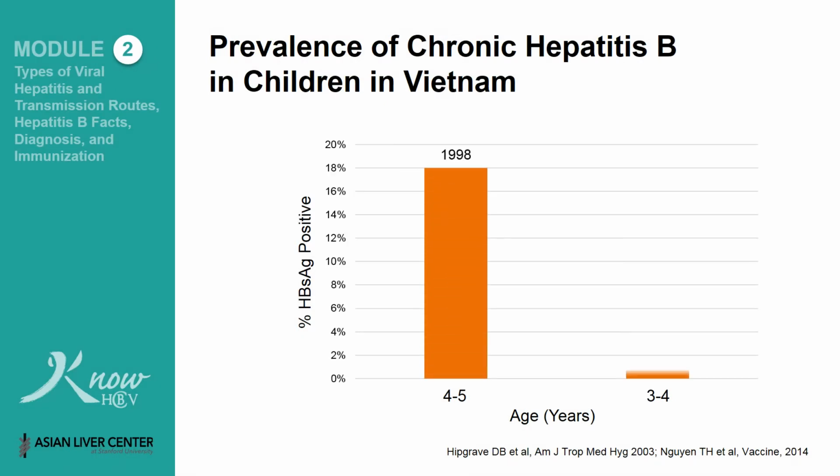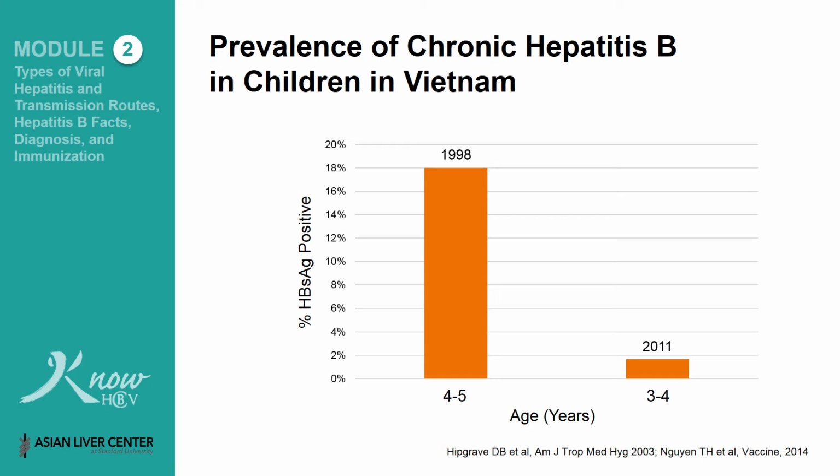As a result of the gradual introduction of the hepatitis B infant immunization program in Vietnam in the 1990s, prevalence of chronic hepatitis B in children 3 to 4 years old has dropped to 1.6% in 2011, compared with the rate as high as 18% in a study in children 4 to 5 years old in 1998.